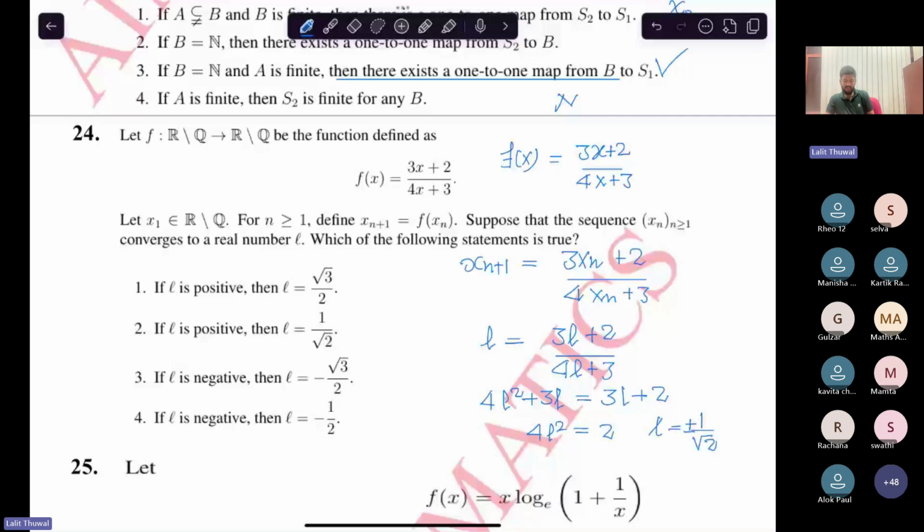L is equal to plus or minus 1 by root 2. It means that the limit of the sequence can be either negative 1 over root 2, or positive 1 over root 2. So these three options cannot be true regardless of what L is, because the sequence can never converge to root 3 by 2, minus root 3 by 2, or minus 1 by 2. So the only option remaining is 2. Okay, so it must be correct. And if L is positive, then the positive limit can only be 1 over root 2, right?